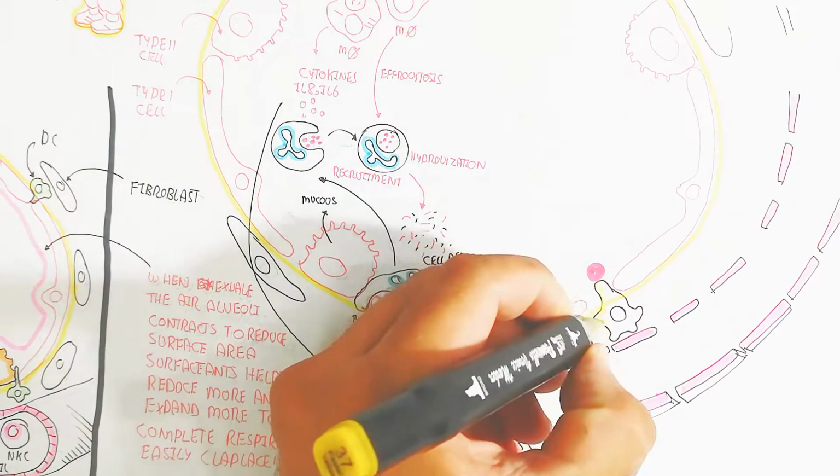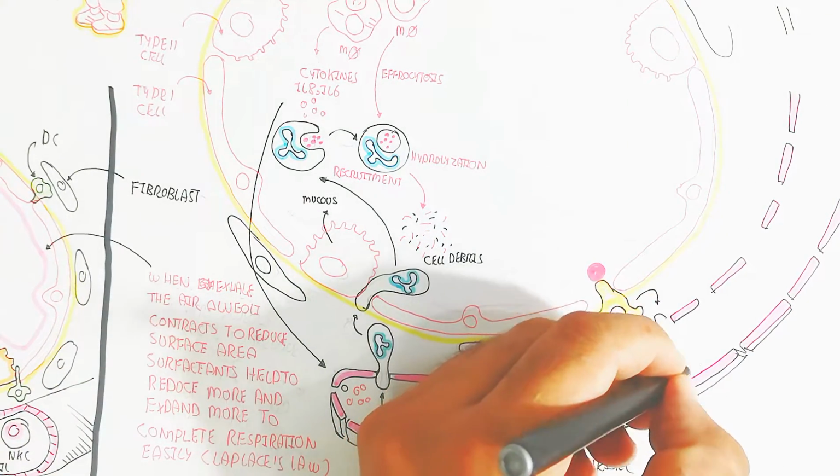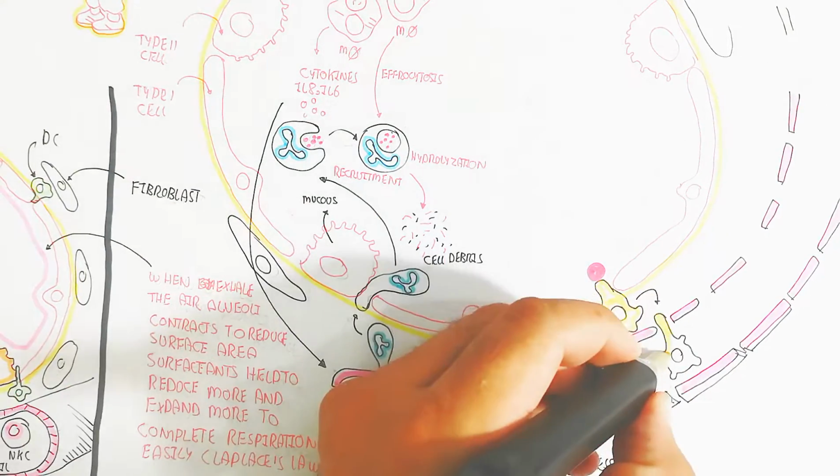And here is the dendritic cell, which is basically present between the endothelial cells, between the type 2 cell and type 1 cell.